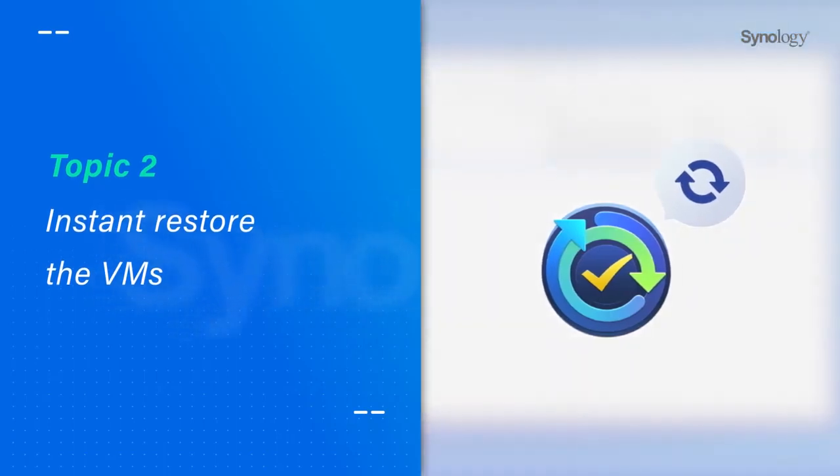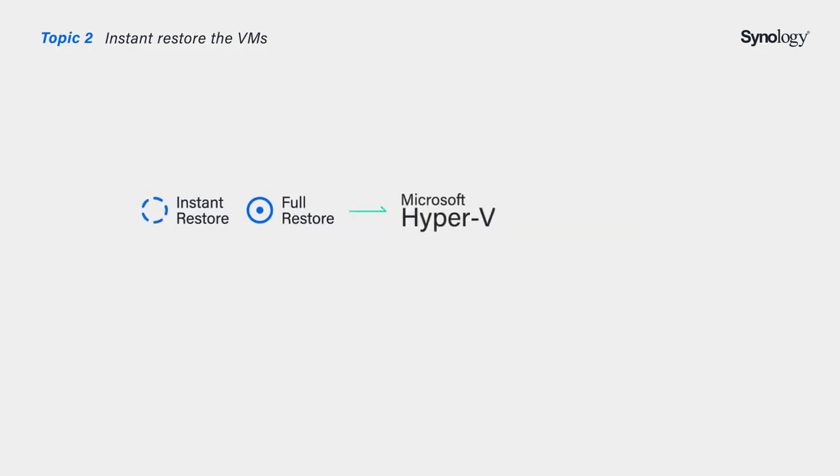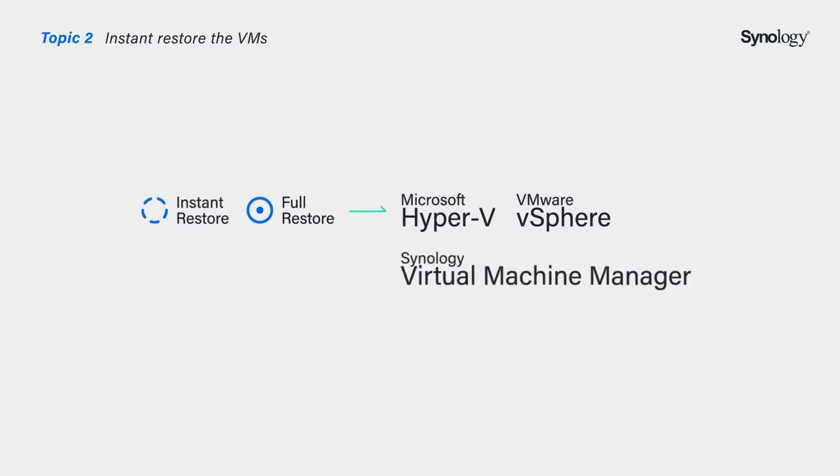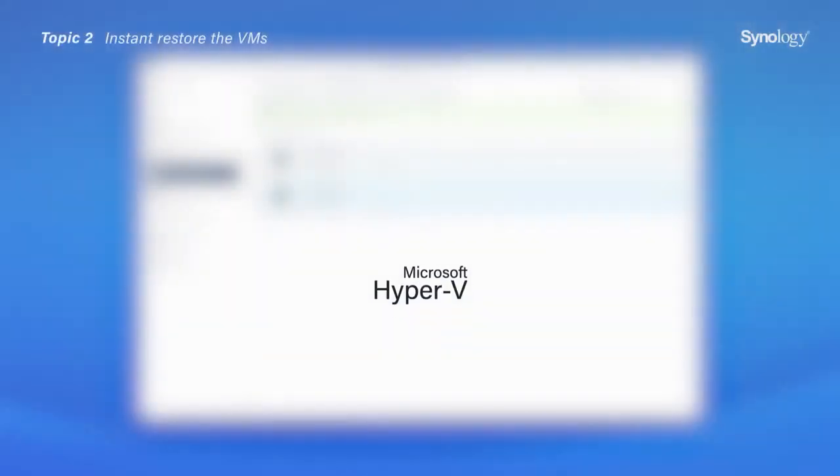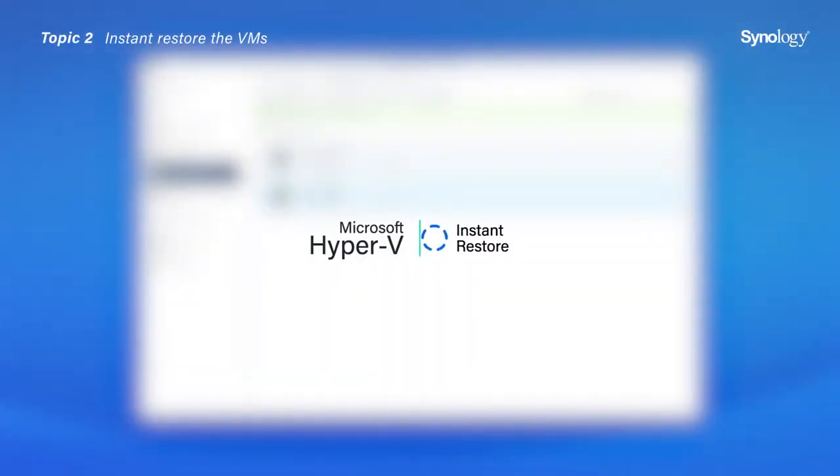Next, we'll introduce several recovery options in Active Backup for Business. Except for the option to perform instant or full restore to the original Hyper-V server, if you have a multi-hypervisor environment, you can also restore Hyper-V VMs to VMware vSphere. Or, if you have installed Synology Virtual Machine Manager (VMM), Synology's hypervisor platform, Instant Restore to VMM would also be an option for you. Instant Restore to Hyper-V allows you to instantly start a VM directly from a backup to minimize service downtime in case of a host failure.